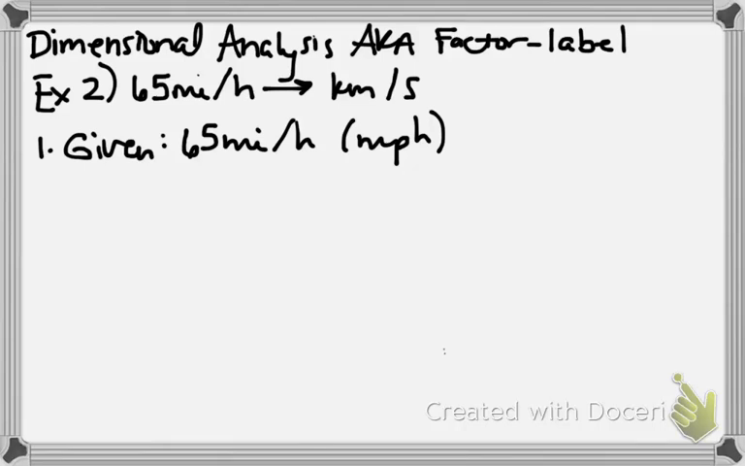So given 65 miles per hour, I want to convert that to kilometers per second, and I need some conversion factors to do that. So that's what step 2 is talking about, conversion formulas. I'm going to give those to you most of the time, except for in the case of metric prefixes. So knowing that there are 1,000 milliliters in a liter is something that you need to know. But knowing that there are 1.61 kilometers in a mile, you do not need to know in your head. I'll give that to you.